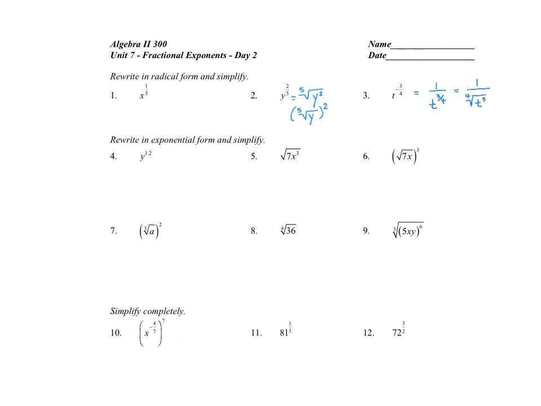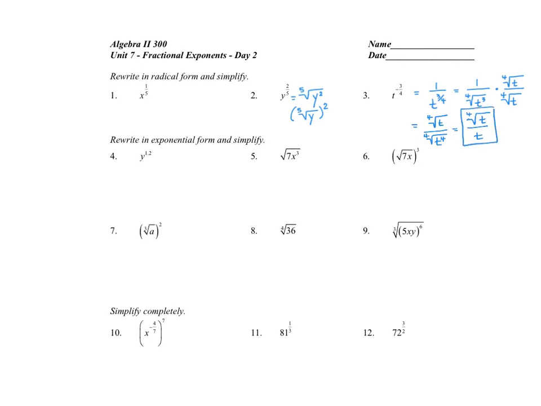But we also know that we never leave radicals in the denominator, so we need to multiply by something that will give us a perfect 4th root, which means I need to multiply both the numerator and the denominator by the 4th root of t, which will give me the 4th root of t in the numerator and the 4th root of t to the 4th in the denominator, which leaves you with the 4th root of t over t.